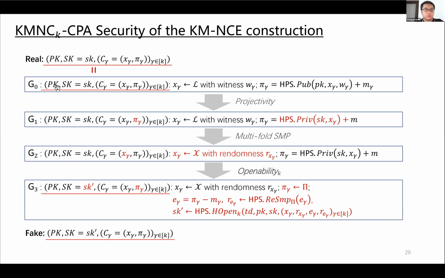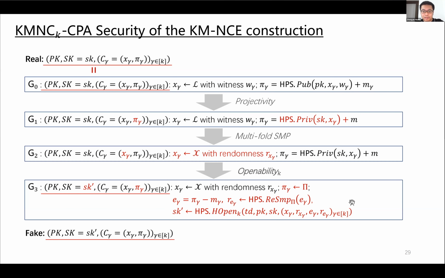In game 0, this is the real tuple. Note that the secret key is the original secret key and all the K ciphertexts are the real ciphertexts. Both X is sampled from the subset and pi is computed with the public key. And in game 1, each pi is computed with the secret key. So the projectivity of HPS will guarantee that these two games are indistinguishable. In game 2, each X is sampled from the universal set. So the multiple SMP guarantees that these two games are also indistinguishable. In game 3, firstly, sample pi from the hash value space, and then compute E as pi minus M, and use the resample algorithm of the HPS to compute randomness, and use the H-open algorithm to compute a new secret key and put the new secret key here.